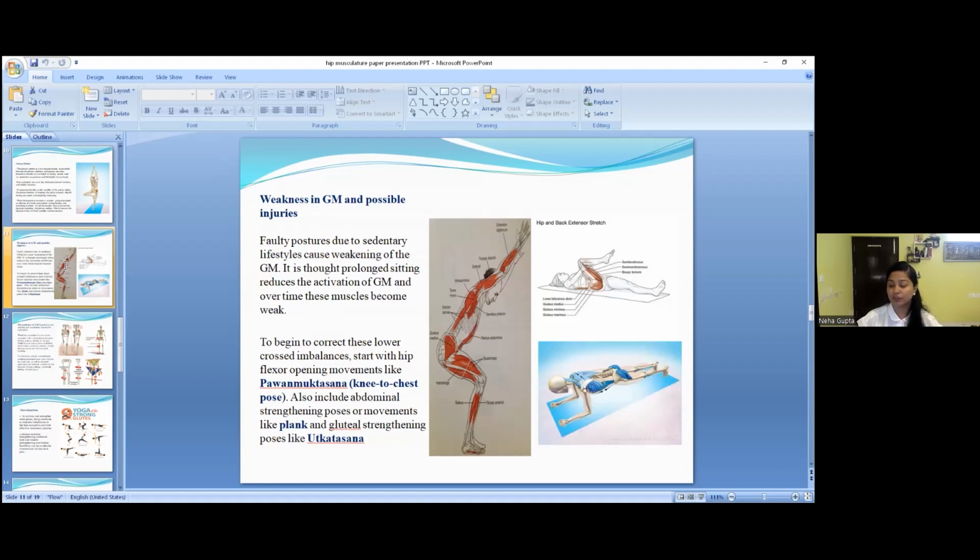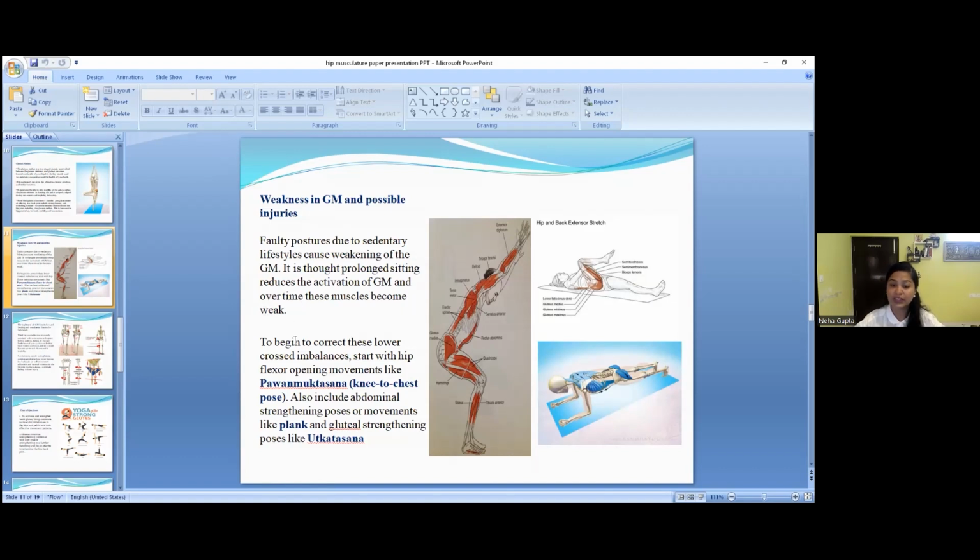Many a time, because of tight hamstrings, many people try to get into asanas like Paschimottanasana and get many injuries due to faulty posture and sedentary lifestyle. Again, due to long sitting hours, we forget to activate our gluteal muscles, and over time, these muscles become weak. As we always say, human beings are also like machines, and we need to keep ourselves active, to keep all the muscles active and to keep our body active.